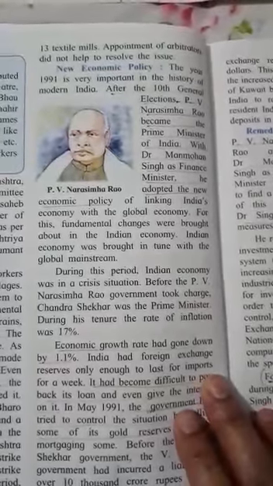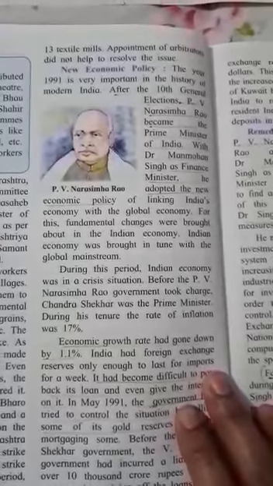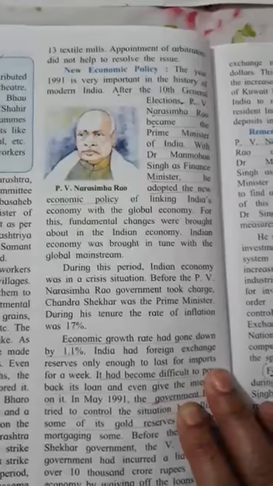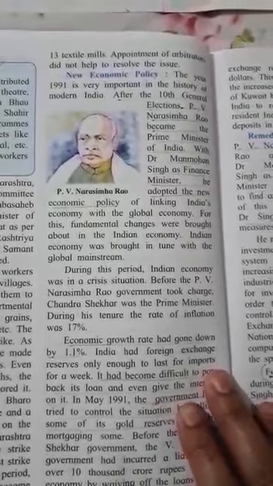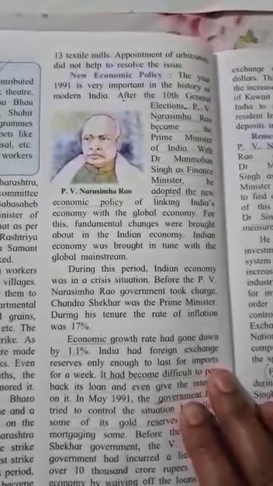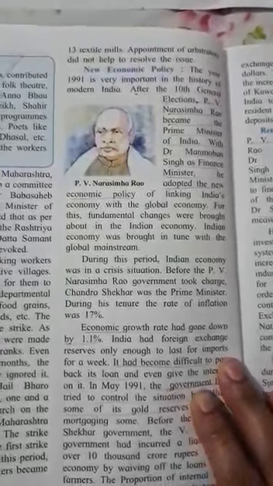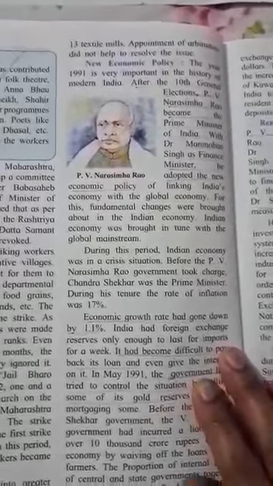The new economic policy started in 1991, which was very important in the history of modern India. After the 10th general election, P.V. Narasimha Rao became the Prime Minister of India with Dr. Manmohan Singh as Finance Minister. He adopted the new economic policy.